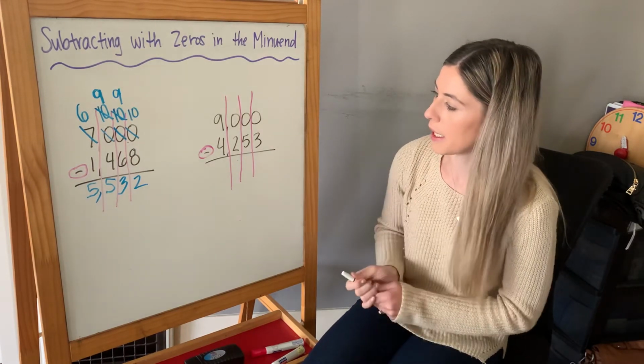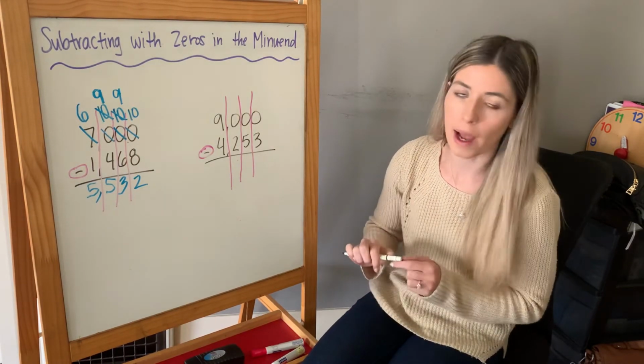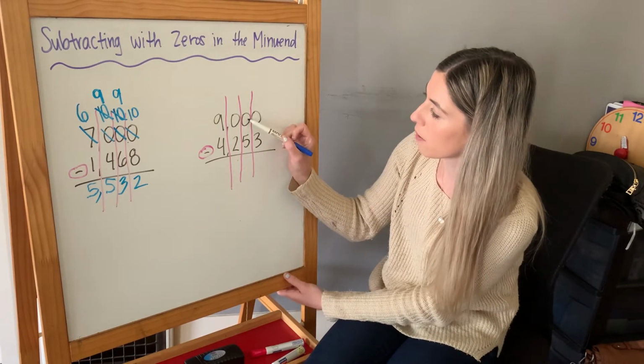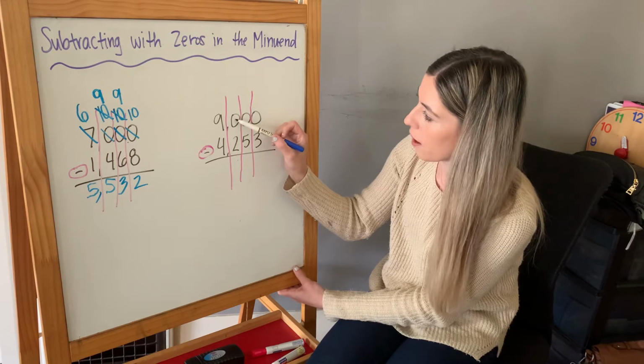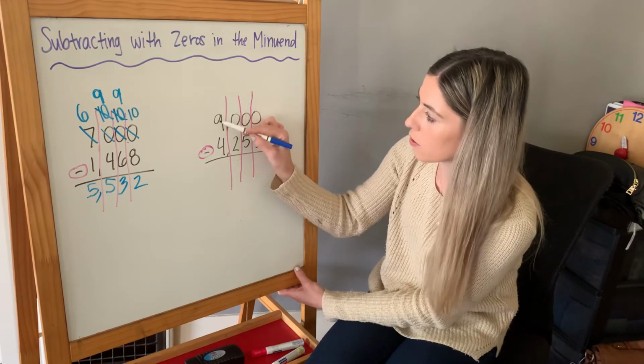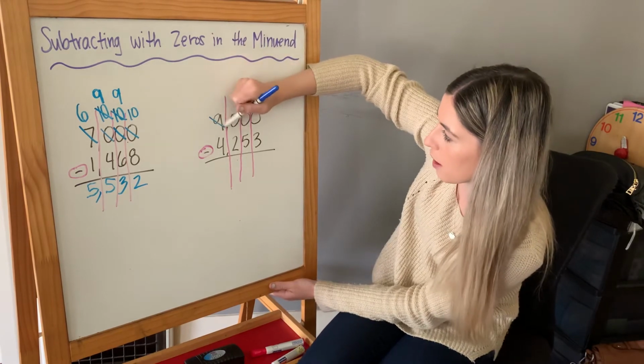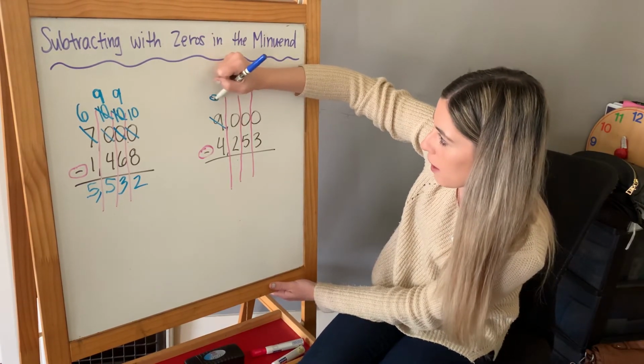0 minus 3, can I do that? No, I cannot take 3 away from nothing. So I go next door to borrow. They don't have anything. Go next door to borrow. They don't have anything. Go next door to borrow. So we can borrow from the 9. I cross out the 9. It's one number less, so now it's an 8.